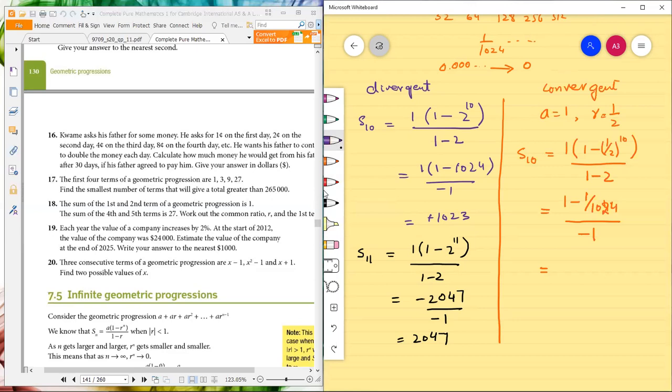So this would be 1 minus r, and then 1024 minus 1 divided by 1 minus 2.